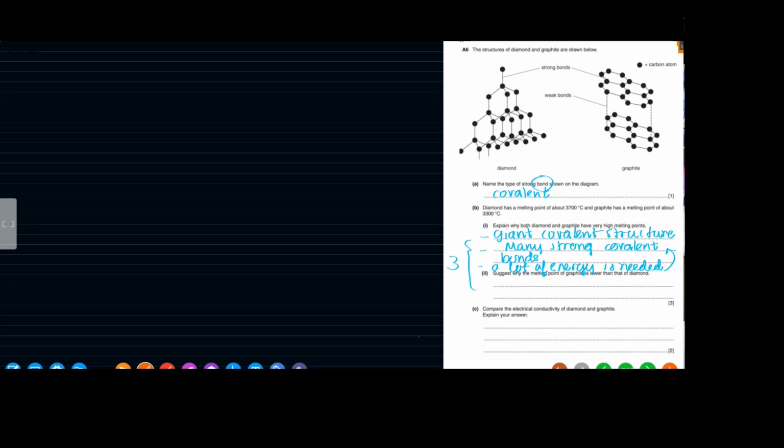So the answer could be, in graphite there are 3 bonds for each carbon atom, whereas diamond has 4. That makes sense, right? So diamond has more bonds.